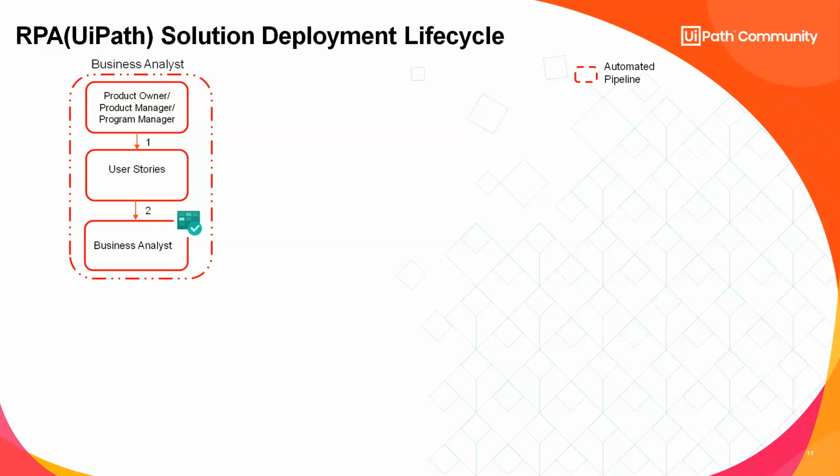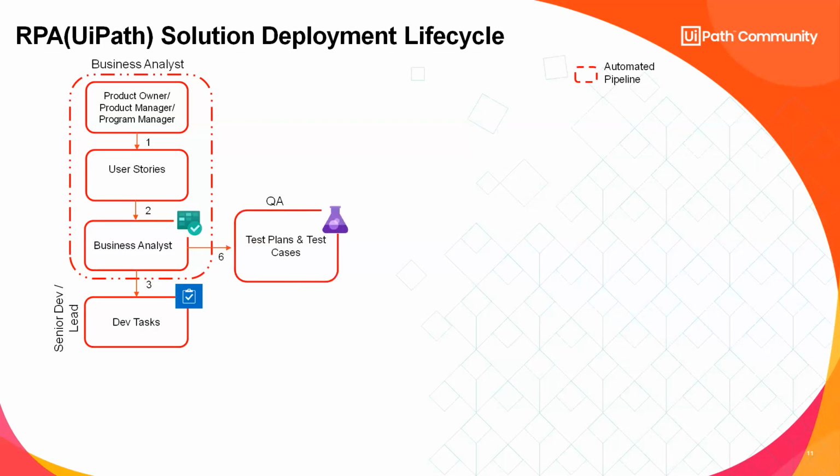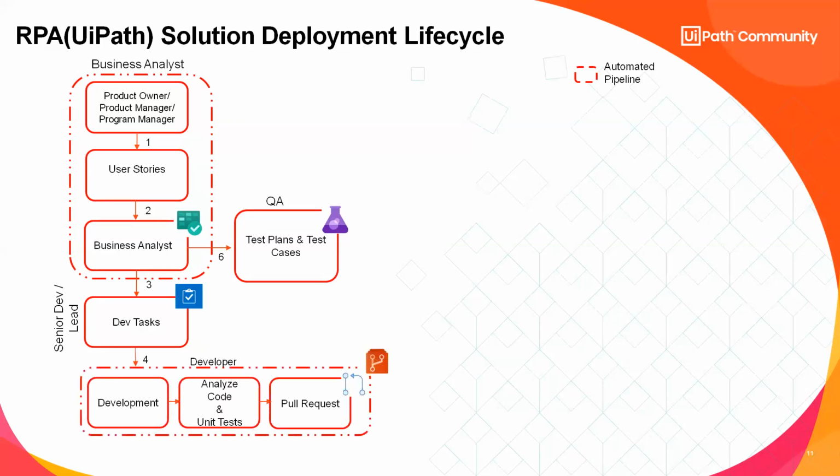And then the business analyst will review those user stories, and he'll try to explain them a bit in a technical way to the concerned team members. Now the senior dev or the lead comes into the picture, where he creates development tasks. So each individual developer will have his own tasks to work on. In the meantime, QA prepares their own test cases and test plans by looking at the user stories. And then the developer will start the development.